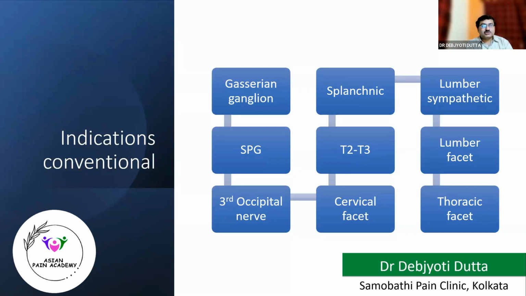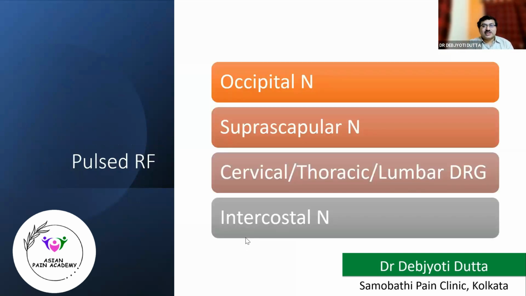Now coming to the indications of the conventional radiofrequency. It can be used in a lot of areas, in almost all sympathetic ganglions, except the celiac plexus and the superior hypogastric plexus, as they are too large to be covered even with cooled radiofrequency. So it can be used in the Glaserian ganglion, the sphenopalatine ganglion, for the blockade of the third occipital nerve, for cervical facet denervation, for the T2 T3 sympathetic ganglion, and for the splanchnic nerve. We cannot do the celiac plexus, but we can do the splanchnic nerve block. We can do the lumbar sympathetic block, the lumbar facet, the thoracic facet, the sacroiliac joint and multiple other things. So all these things are possible with the help of radiofrequency.